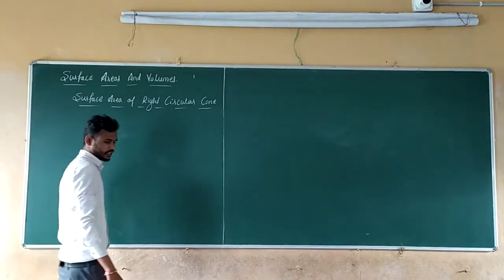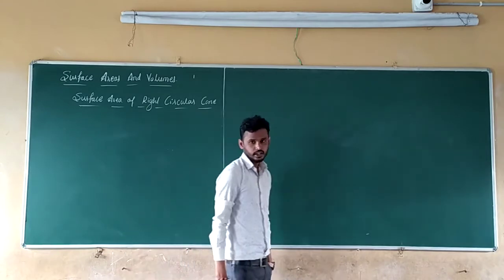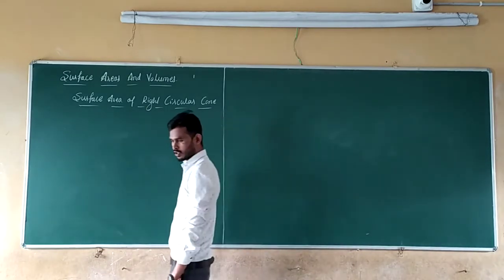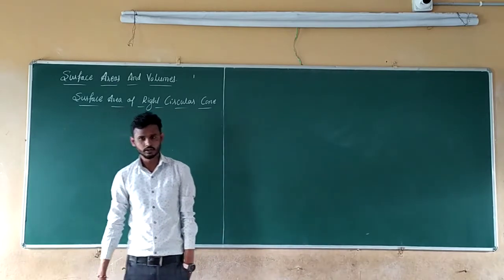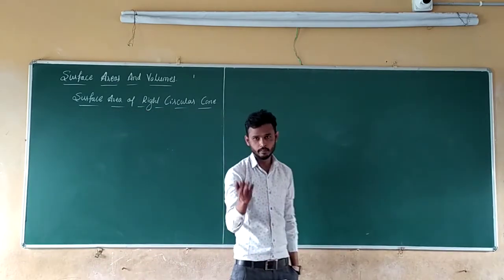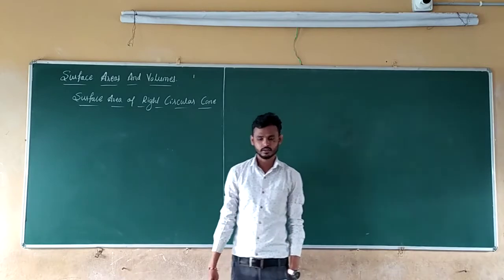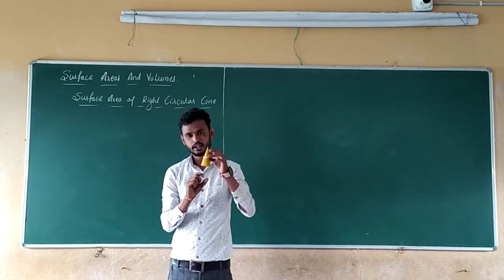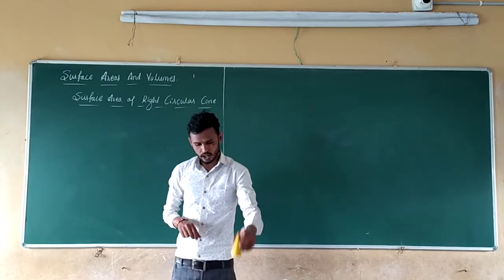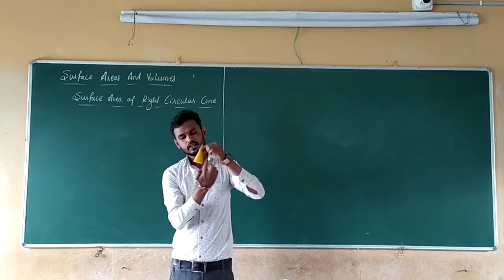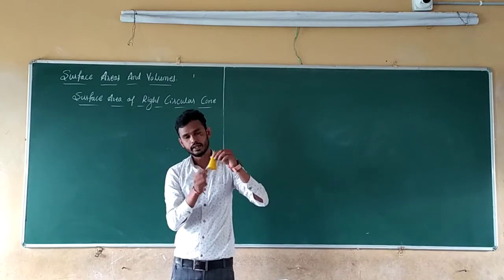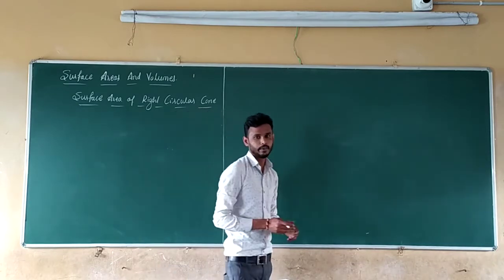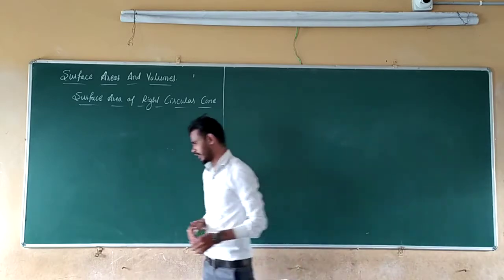In the next section of this chapter is the surface area of a right circular cone. You already know about the cone because all of you are fond of cone ice cream. You have already seen that. So this is the cone. Now what will be its CSA and what will be its TSA, meaning curved surface area and total surface area? Let us see here.